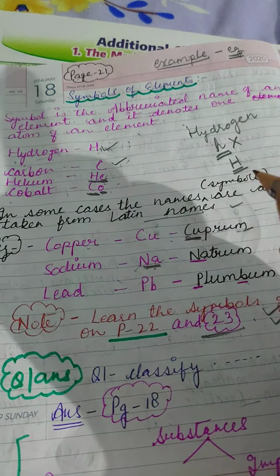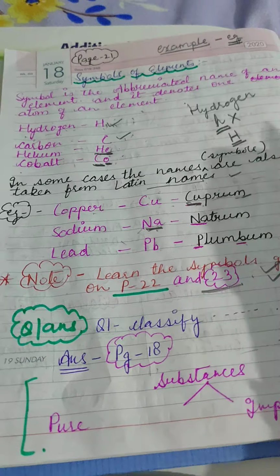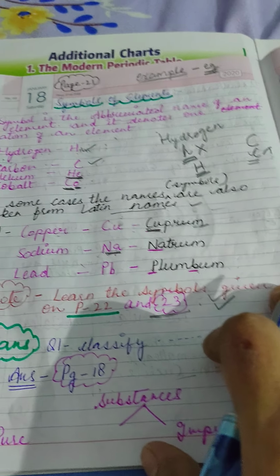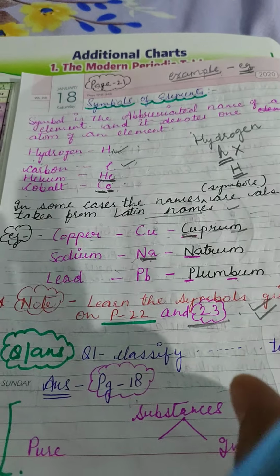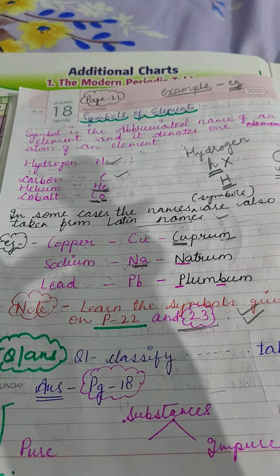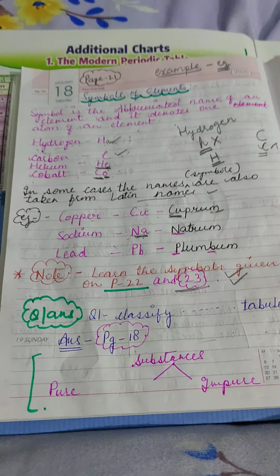And if it contains only one letter, then it has to be capital, like carbon, it is C. We will not write small c. It will be wrong otherwise. Symbols में हम जब भी किसी element का symbol लिखते हैं, the first letter should be capital. If it contains two letters, first letter capital and second small. And if it contains only one letter, then it has to be capital only.